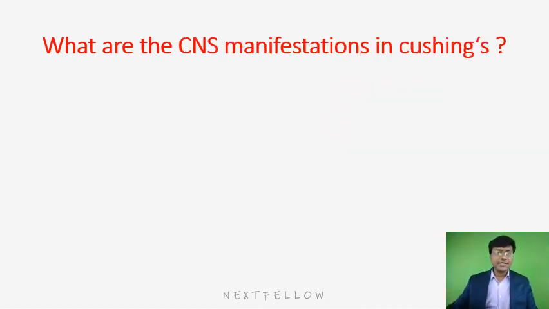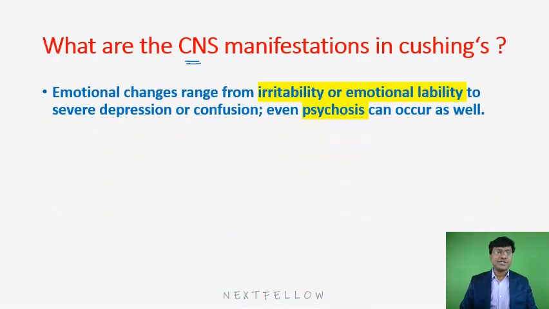Next, you need to know what the CNS manifestations in Cushing's are. CNS manifestations include irritability or emotional lability. This irritability or emotional lability is due to excessive firing of the cerebral neurons in Cushing's, and there will also be psychosis which will develop, right? So these are the CNS manifestations in Cushing's.